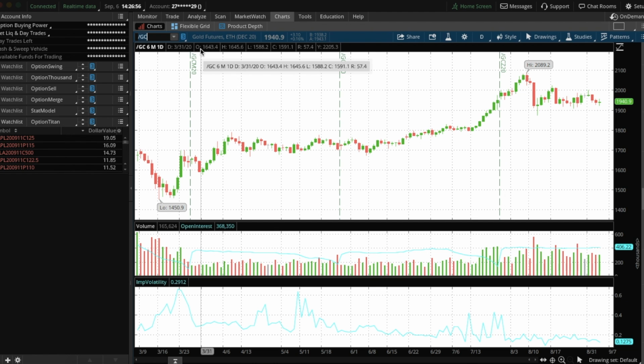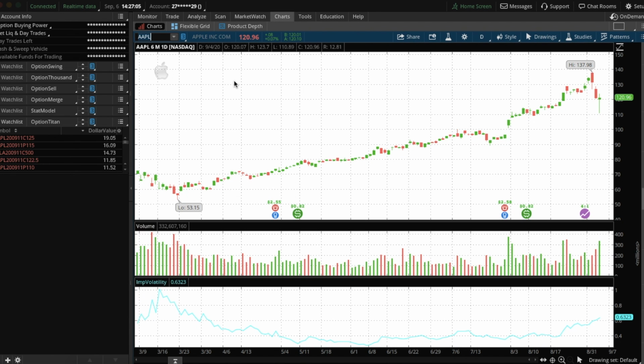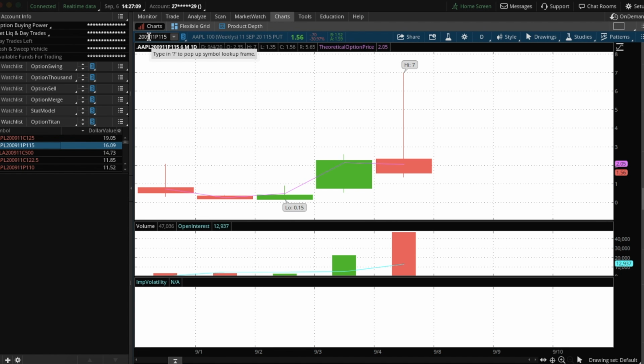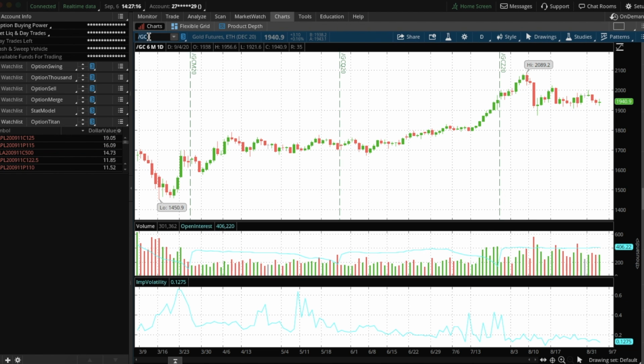The first thing you're going to notice on Thinkorswim is that there's a slash in front of the ticker symbol. With a stock, you just type in the stock ticker. With an option, you put a period before it, like this Apple 115 strike put option. With futures, you do a slash and then the ticker symbol. So slash GC. These are gold futures. On this chart, we can see the futures values of gold for the last 6 months.